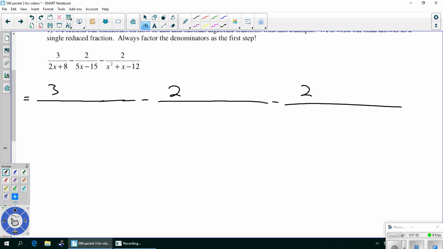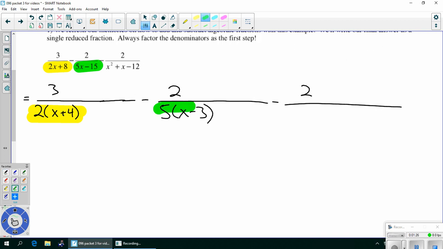So let's take a look at this first denominator, 2x plus 8, trying to factor it completely. Greatest common factor is 2, so we'll factor out a 2, and we're left with x plus 4. And x plus 4 is already reduced as far as possible, so that is factored. Second denominator, 5x minus 15. What is the greatest common factor there? It's a 5. And we're left with an x minus 3. And now that one is factored.